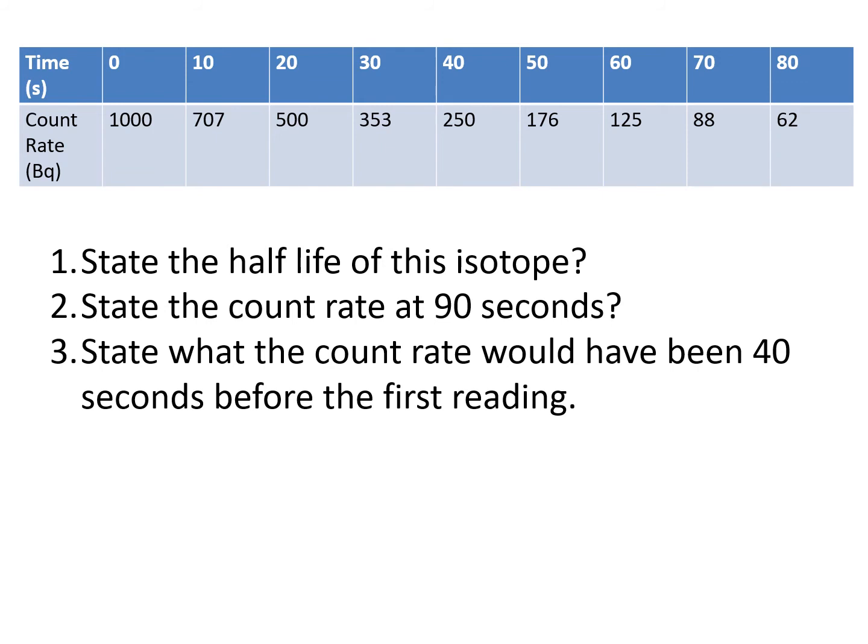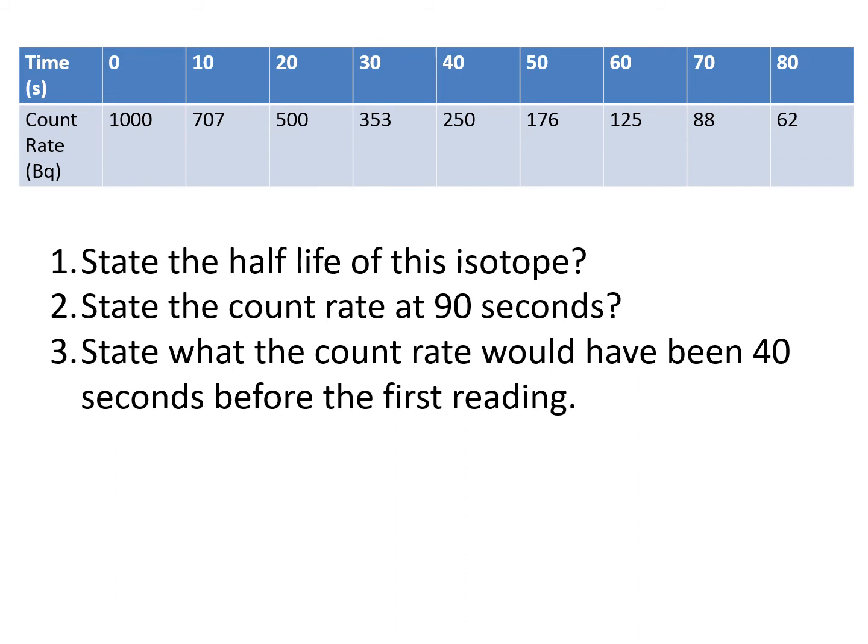So what would the count rate be at 90 seconds? I've cleverly missed that one out at the end. Well, if it takes 20 seconds in order to halve, we can add the 90 seconds to this table of data at the far right, and go backwards by 20 seconds. We can go backwards by one half-life. So if we go backwards by one half-life, we find we're at 70 seconds and the count rate is 88. So what do we need to do? We must halve that number, 88. And so the count rate at 90 seconds would be 44.